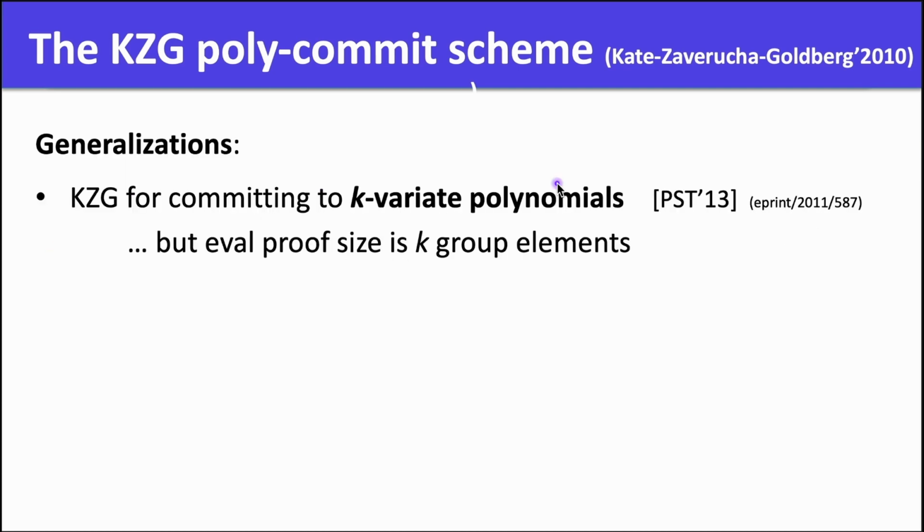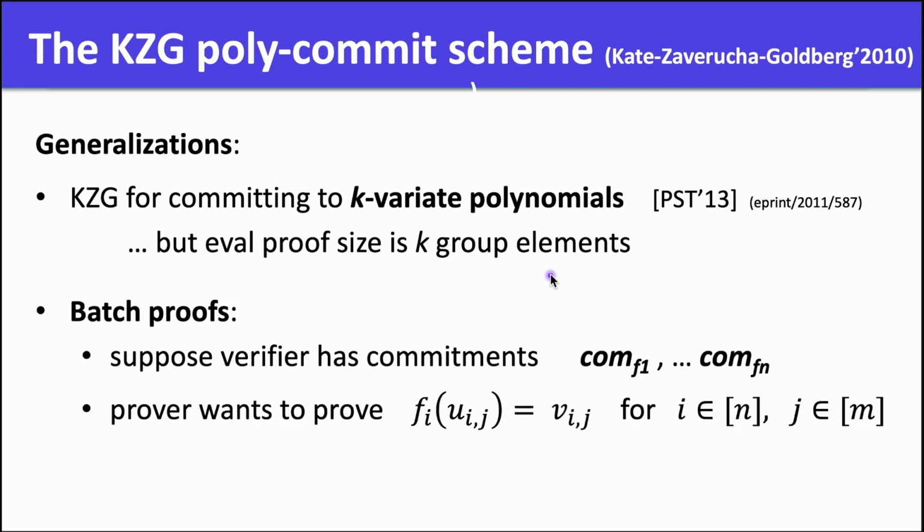Now, this KZG system has been used so extensively that there are many generalizations of it. I wanted to mention that KZG can be generalized to committing to k-variate polynomials, not just univariate polynomials. The one difference is that when committing to a k-variate polynomial, the evaluation proof has k group elements in it, as opposed to a single group element when committing to a univariate polynomial. That's one generalization. The other generalization I want to mention is what's called a batch proof.